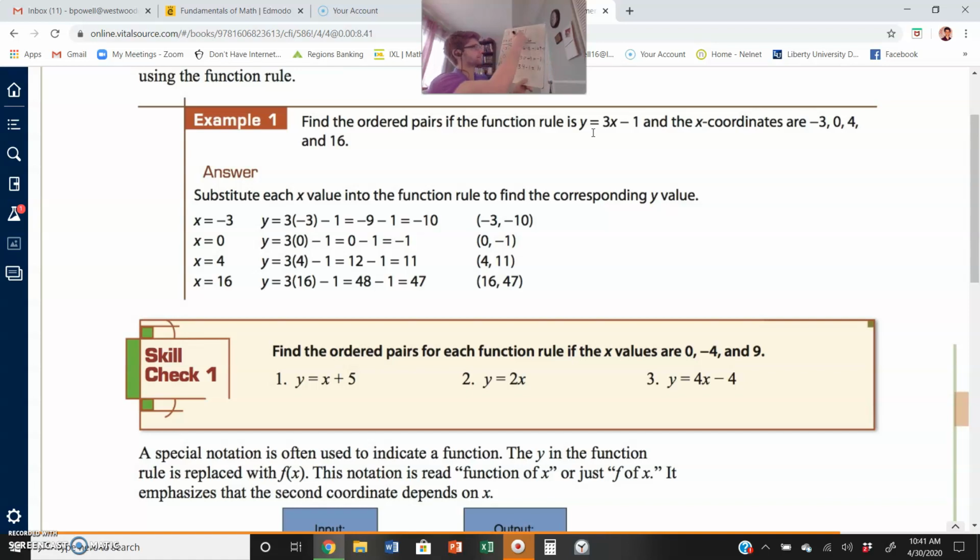The last x, 16, I'm going to plug it in. I get y equals 3 times my x, which is 16, minus 1. 3 times 16 is 48. 48 minus 1 is 47, so my coordinate is 16, 47. And here are my answers. All I did was plug in the x values that I had into my equation.